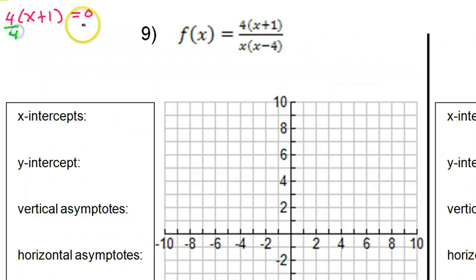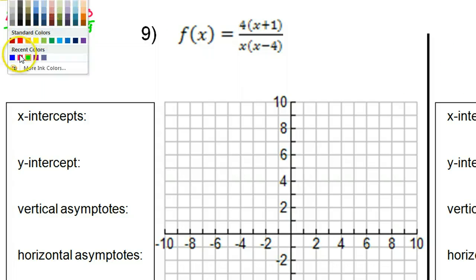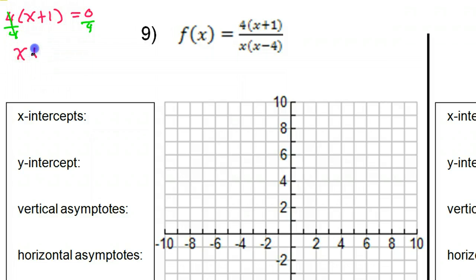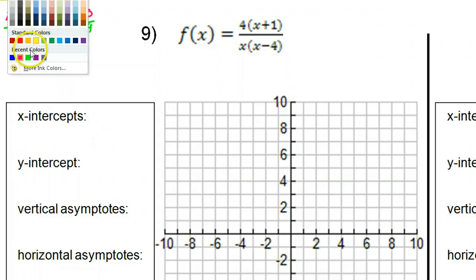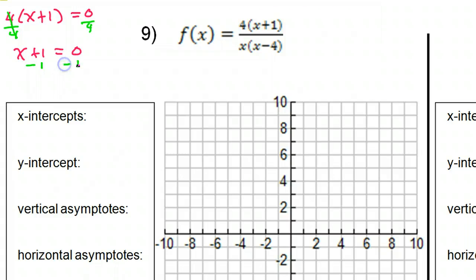Well, I could just divide both sides by 4 right now. And that would give me x plus 1 equals 0. And then I could subtract 1 from both sides. And that would give me x equals negative 1. And that, my friend, is how you find the x-intercept.